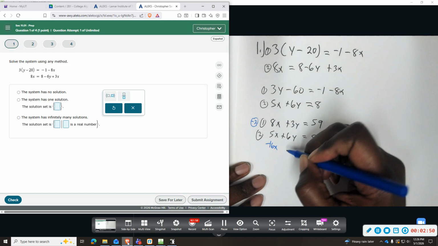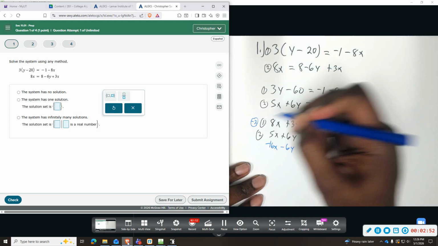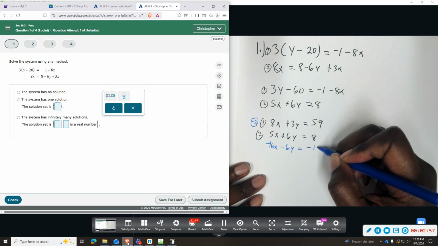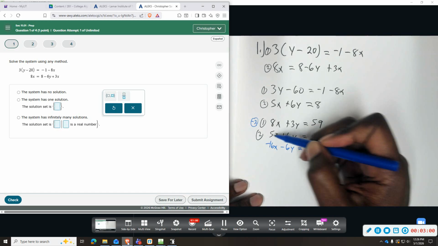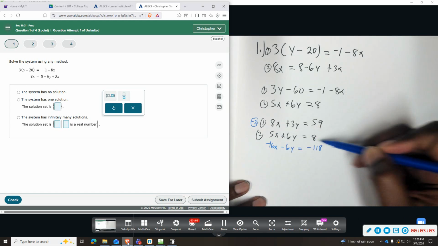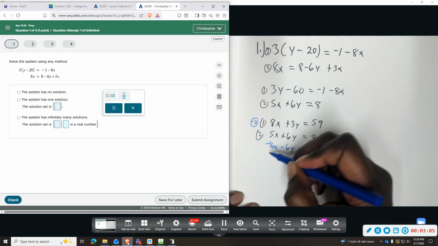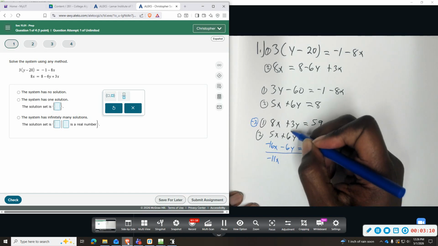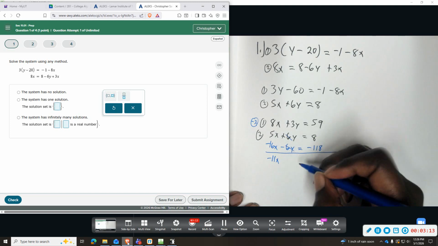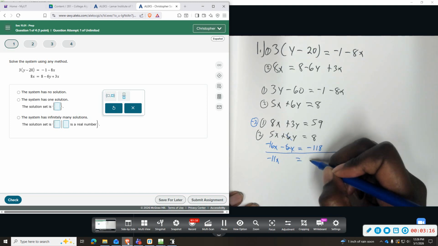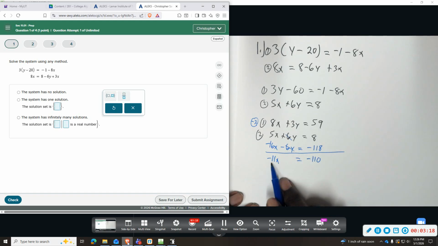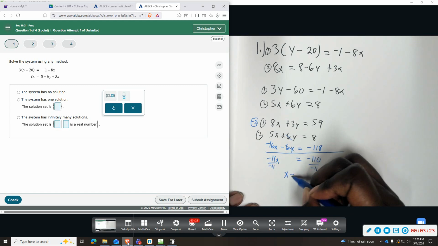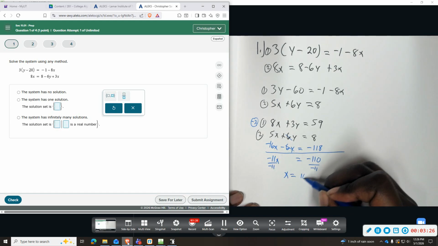So if I multiply this by -2, -16x minus 6y, and this will be a -118. And so once you have one of them opposite, we're going to add these 2 together or subtract them if the sign's opposite. So -11x, the y gets eliminated, hence the elimination method, and then this will give us a -110. Divide by -11, and we get x equals 10.